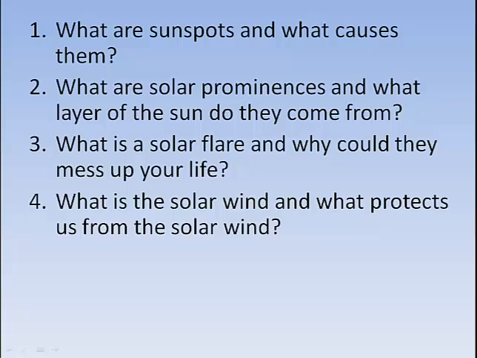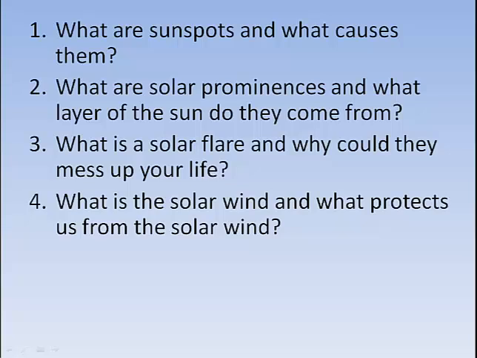What is a solar flare, and why could they mess up your life? A solar flare is caused by a magnetic storm on the sun, and a huge amount of energy is released by the sun with a solar flare. And if there's a really big solar flare and it's directed straight at the Earth, it could destroy our electric infrastructure here on Earth.